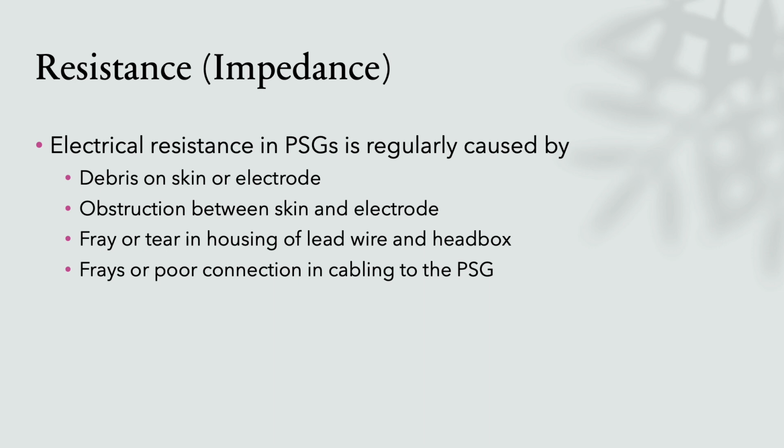Some of the things that can cause a high impedance include debris on the patient's skin or electrode, an obstruction between the skin or electrode, fray or tear in the housing of the lead wires or head box, frays or poor connection and cabling to the PSG machine itself.